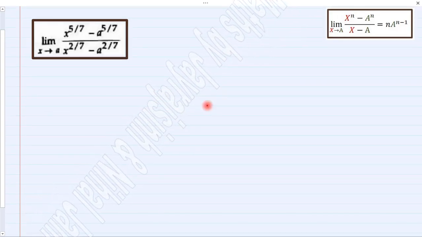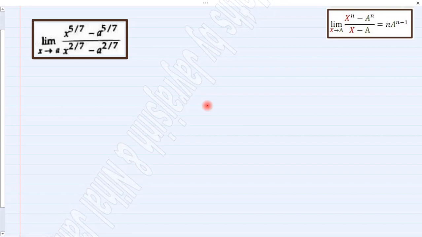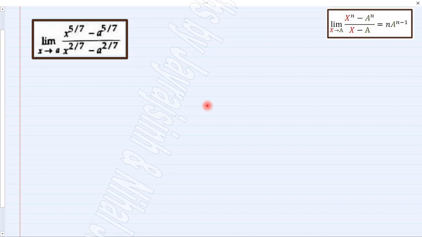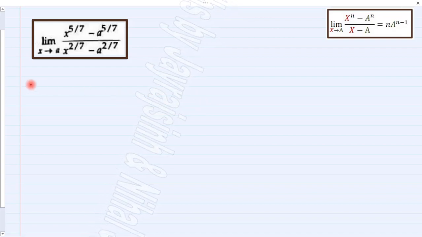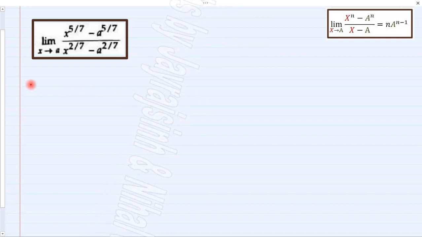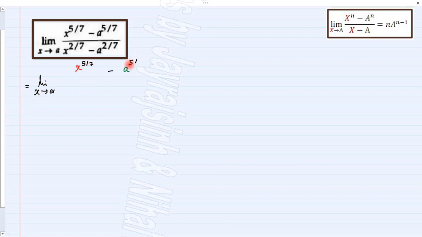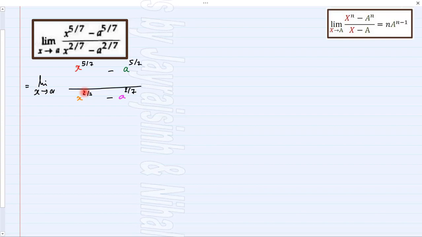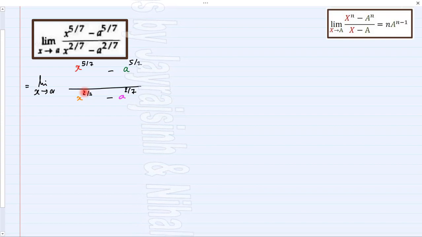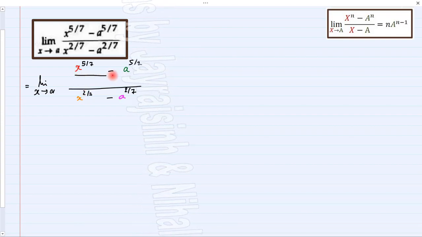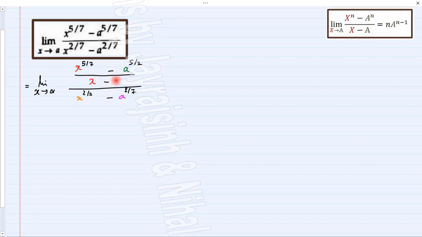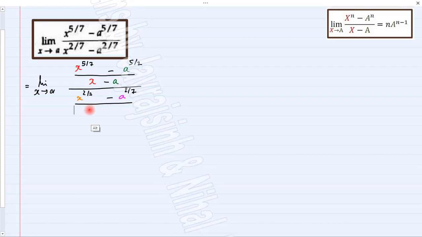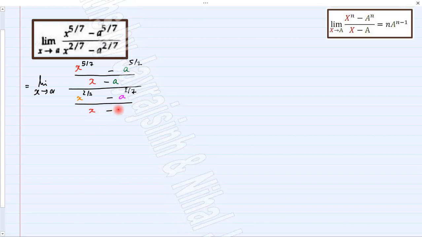In this question, we have to find limit x tends to a, (x^(5/7) minus a^(5/7)) upon (x^(2/7) minus a^(2/7)). First of all, let's write down what we have. Now, if we compare our numerator with the standard form, you will realize that we just need x minus a in the denominator. So let's divide numerator as well as denominator by x minus a.